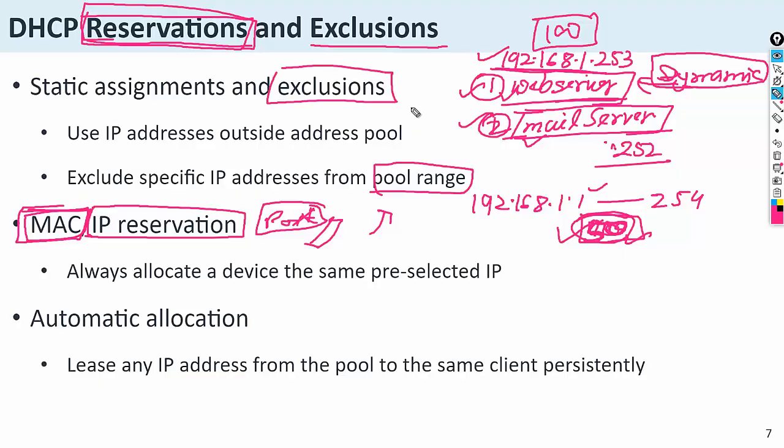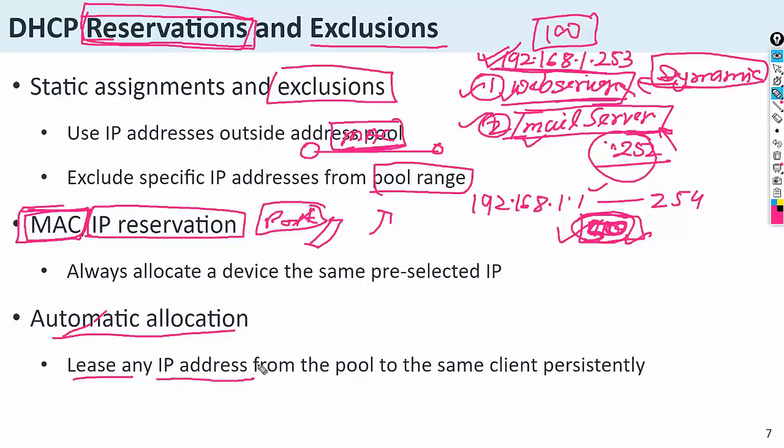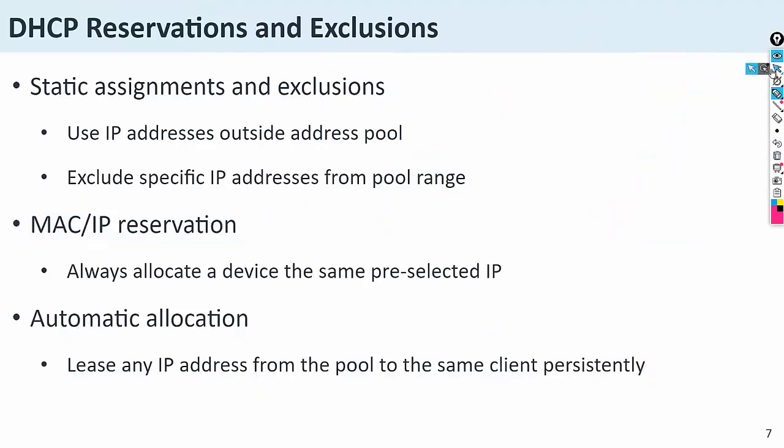Once it is sent with the MAC address, because when any client sends a request it has the MAC address inside it, after looking at the MAC address the DHCP server will provide 192.168.1.253 for the web server and 252 for the mail server. So inside the automatic allocation, most of the time the lease of any IP address from the pool goes to the same client persistently, meaning the same client will gain the same IP address again and again.